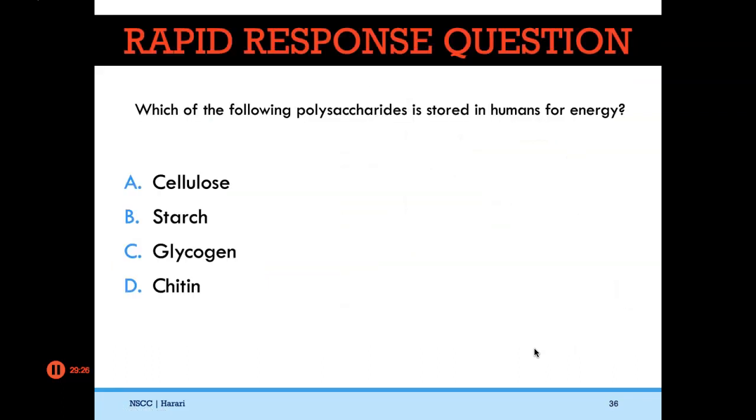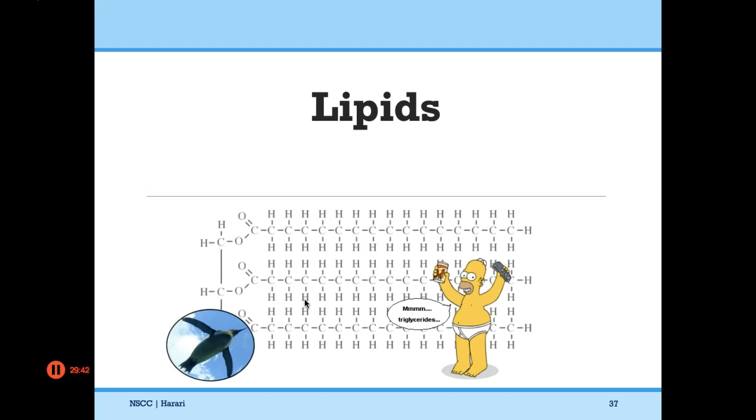So you can pause now and answer this question. The answer is C, glycogen. And chitin is used as the exoskeleton for some insects, and a crab, for example, is made of chitin. So that's also a carbohydrate.